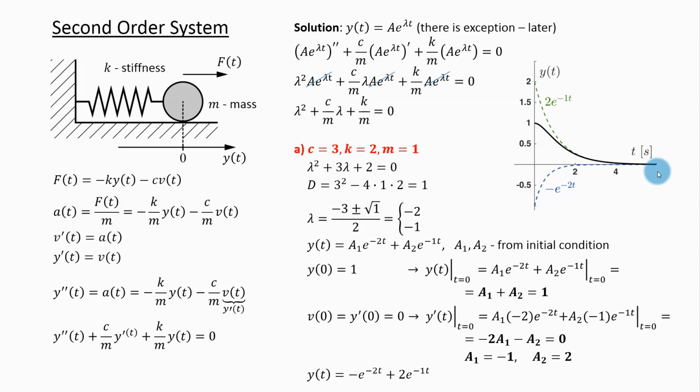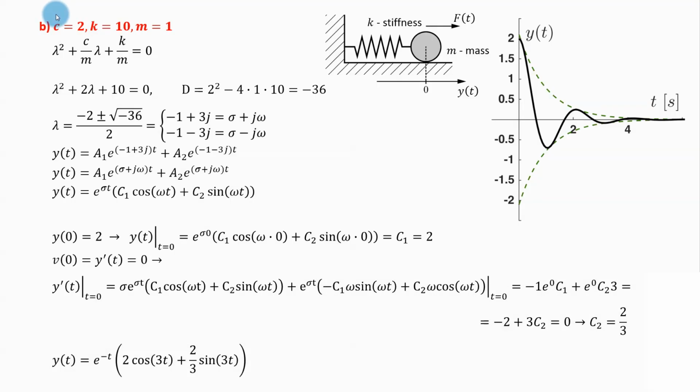Now let's take a look at what happens when I decrease the friction and increase the stiffness of the spring. Here I have friction coefficient 3 and stiffness 2. In this case, I have coefficient of friction only 2 and stiffness was increased to 10. Let's solve this case. Now the characteristic equation will look like this. The discriminant is negative, so the roots of this characteristic equation, which you can compute like this, will be two complex conjugate values. In general, I can denote such roots as sigma plus j omega and sigma minus j omega.